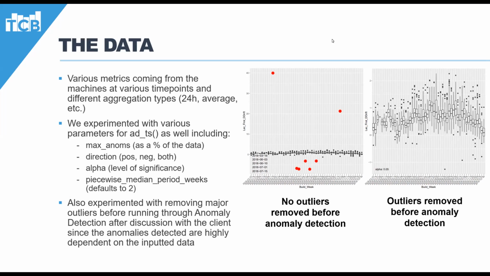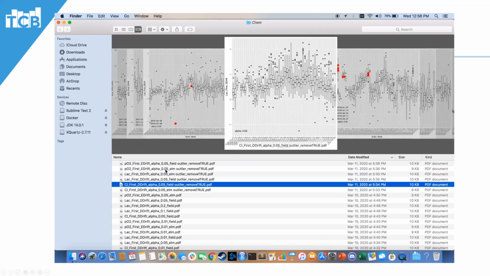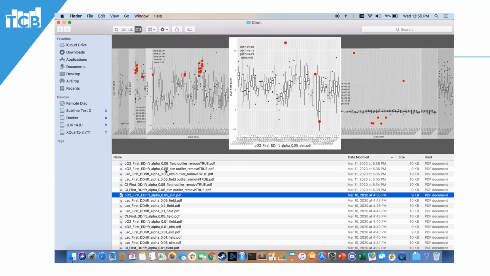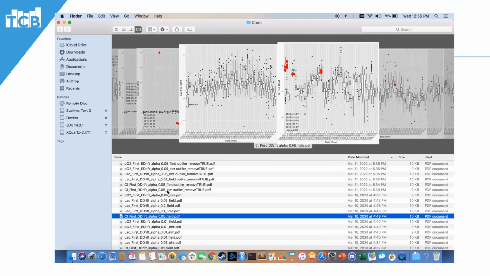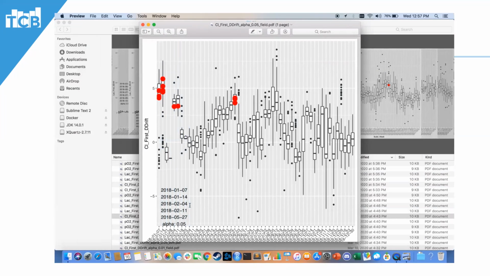So we kept wanting to experiment with these different things and parameters and find the best mix for this data. It will be different for every data set, but this is what it looked like. You could see each file name had different alpha values and different variables, whether we removed outliers, and it was a very iterative process, literally spitting out dozens and dozens of PDF files and manually looking at them. We'd be going through them with the client, finding what's real and what's fake. And it turns out that is a really, really good use case for Shiny.